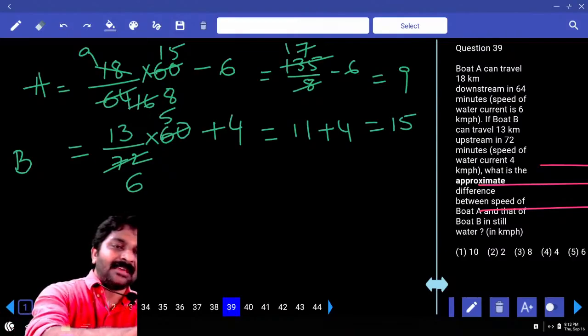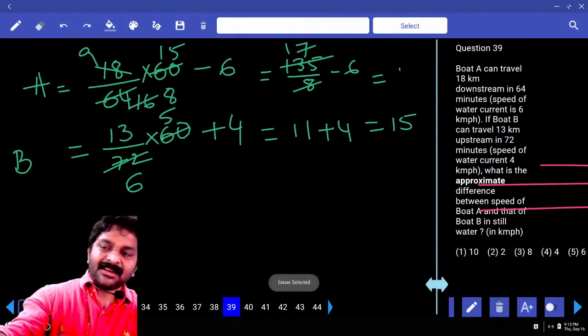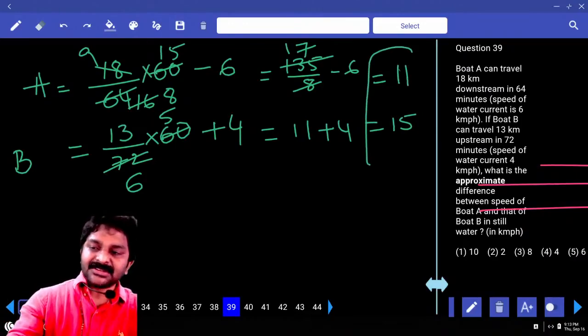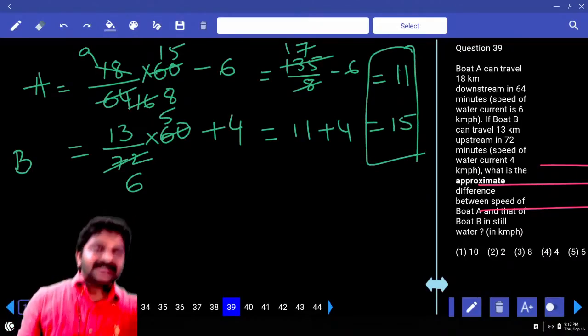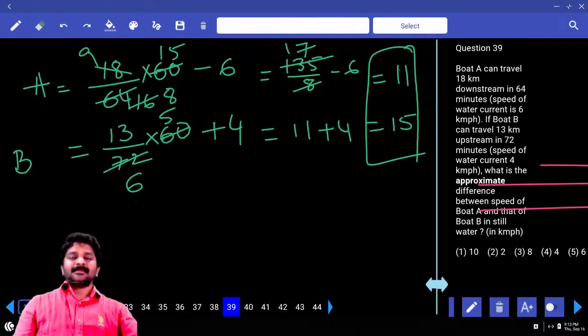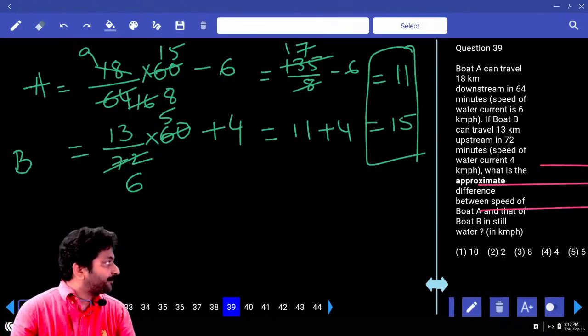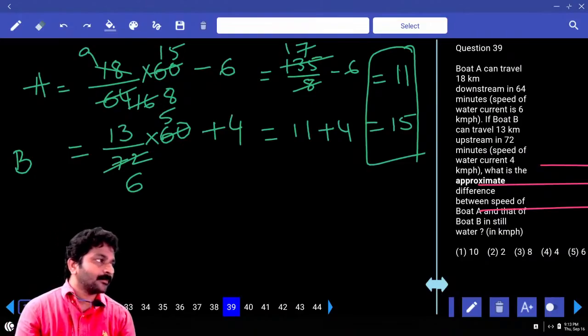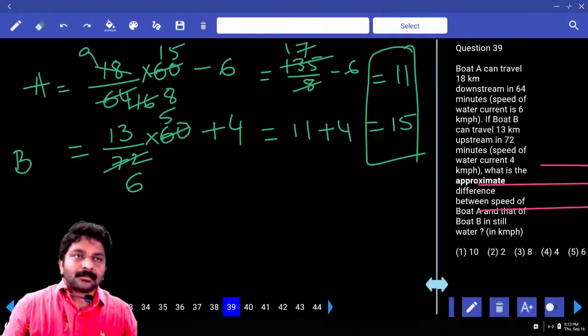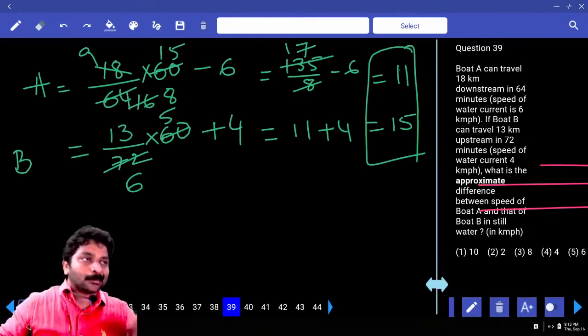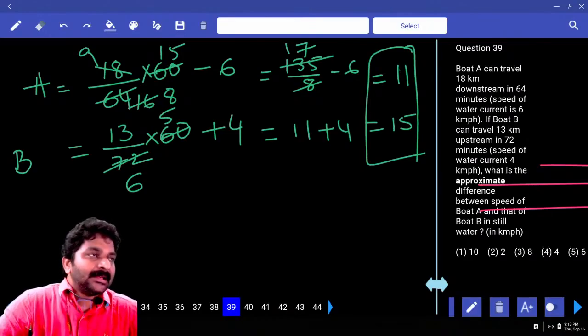So your numerator, A value is 11, right? 17 minus 6. That is equal to 11. And your question is to identify difference between these two numbers. Come on. 4, option 4. Is it done?